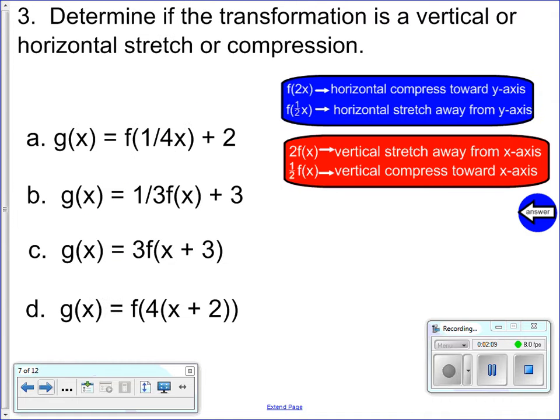All right, so determine if it's a vertical or horizontal stretch or compression. So A, you can see it's a fraction, and it's on the inside. That means it's a horizontal stretch. B is a fraction, but it's on the outside of the parentheses, so that is a vertical compression. C, again, that coefficient is on the outside. It's a whole number this time, so it's a vertical stretch. And the D, the number 4, the coefficient's on the inside, but it's a whole number, so it's a horizontal compression.